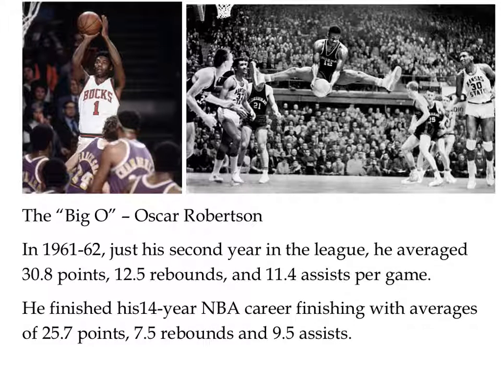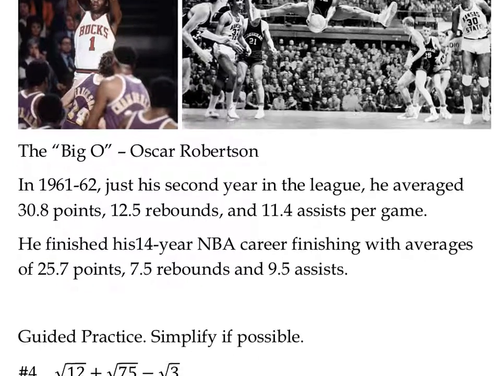You can see a couple of shots of him here in action. And actually, in the 1961-62 season, just his second in the NBA, he averaged a triple-double. You can see here 30.8 points a game, 12.5 rebounds, and a little over 11 assists per game. Pretty remarkable stat line. That would be great to have for one game, let alone average that for an entire season. And you can see there his career averages. He was quite an exceptional player back in his day, the Big O.